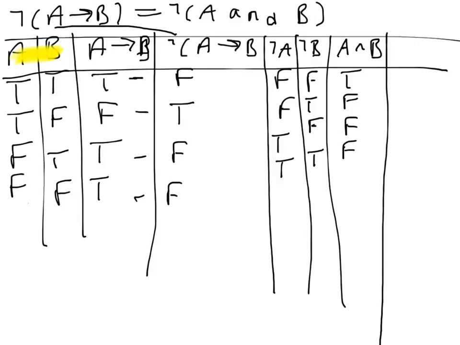So next we're going to find the negation of A and B. The negation of A and B is just the opposite of regular A and B. So when A and B is true, this is false. When this is false, this is true. This is true. This is true.